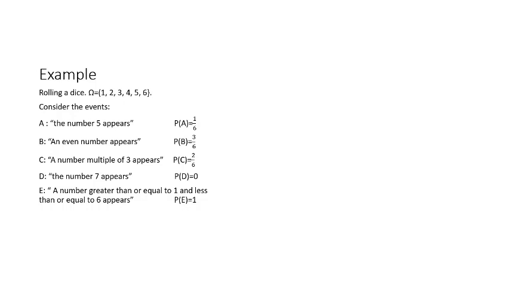In the example of rolling a dice, the set of possible outcomes is 1, 2, 3, 4, 5, 6. Consider the events. Event A, the number 5 appears. What's the probability of A? Number of 5s. How many 5s do we have? 1 out of 6, so it's 1 over 6. Event B, an even number appears. How many even numbers do we have? It's 3. 3 out of 6. Event C, a number multiple of 3 appears. Multiples of 3 in this case are 3 and 6, so we have 2 out of 6. Event D, we said it's an impossible event, so it's 0. Event E is a certain event, the probability is 1. 1 here means 100%. Okay.